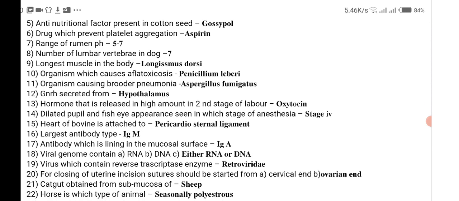Number of lumbar vertebrae in dog is 7. Longest muscle in the body is longissimus dorsi. Longissimus dorsi is the largest muscle of mammals, excluding human. Human has, I think, another muscle, not sure. Organism which causes aflatoxicosis is Penicillium leprae.